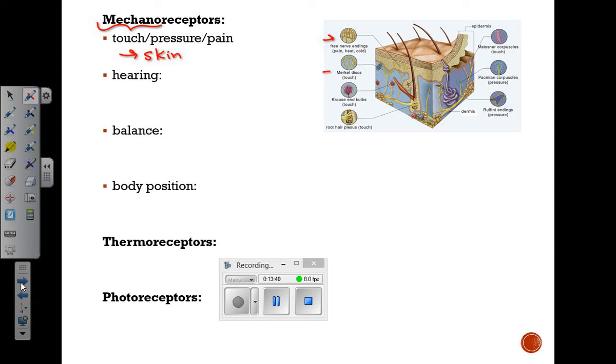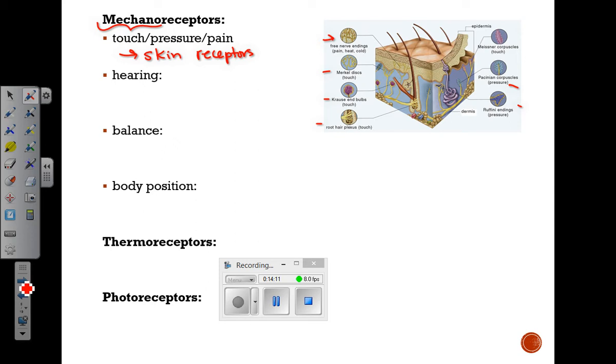There's a bunch of different ones that are for touch, like a Merkel disc or a Krause end bulb or a root hair plexus. You don't have to know those names, but there are a bunch of specialized cells that are for touch. Over here, we have a couple that are for pressure. And so you have all of these different types of cells in your skin, each of which can detect different levels or varying degrees of touch or pressure or hot or cold. Okay? So you have your skin receptors.